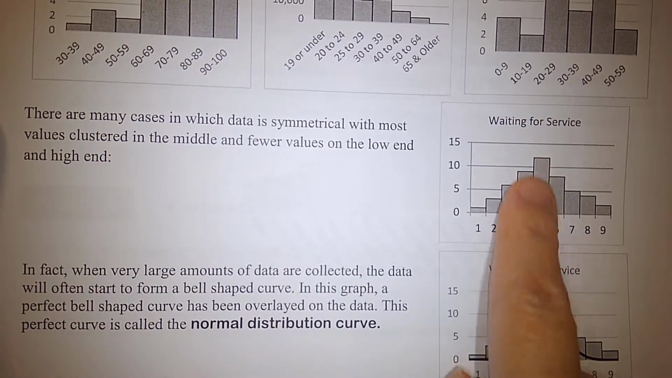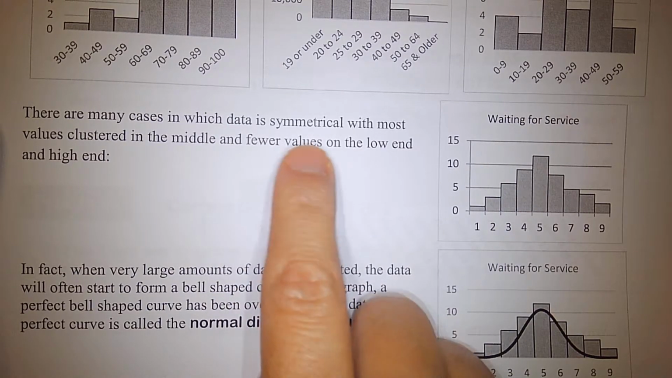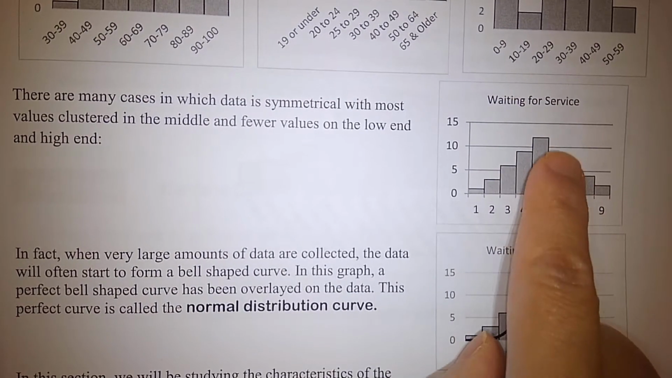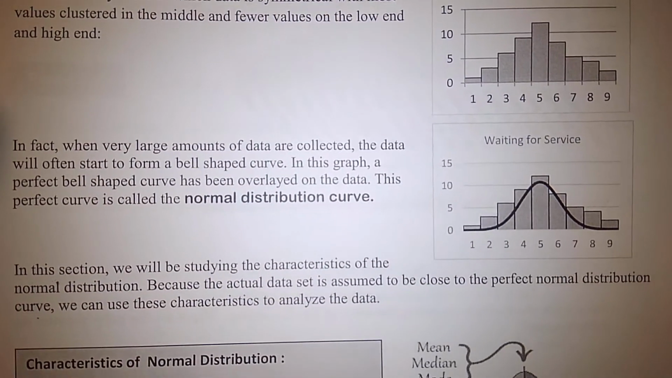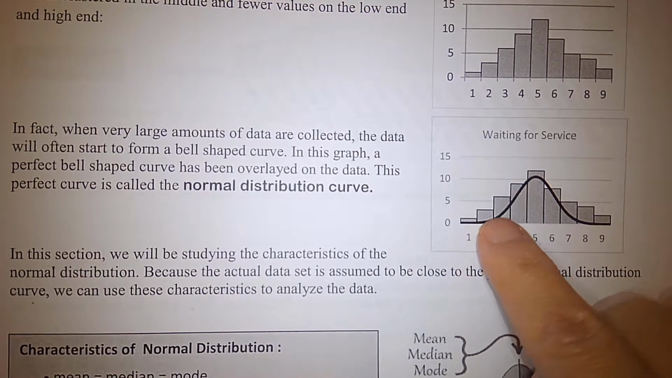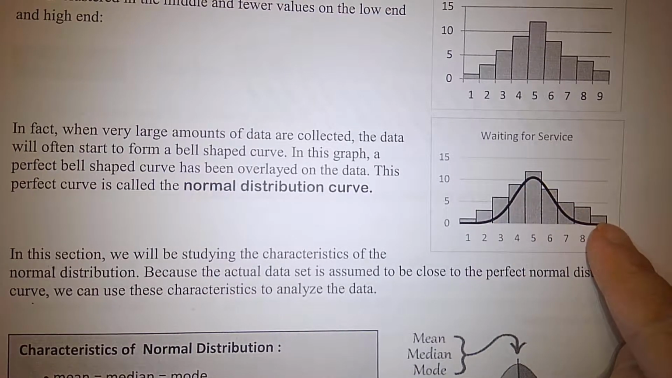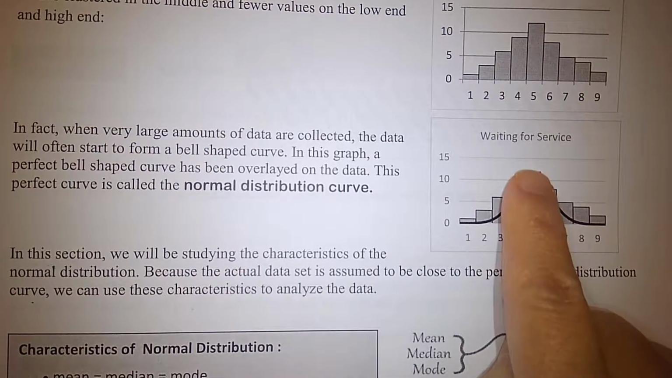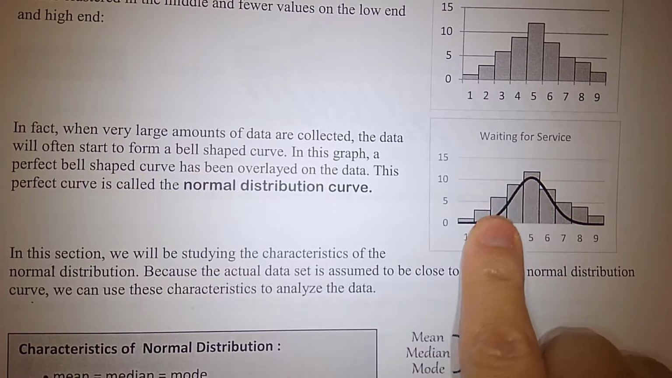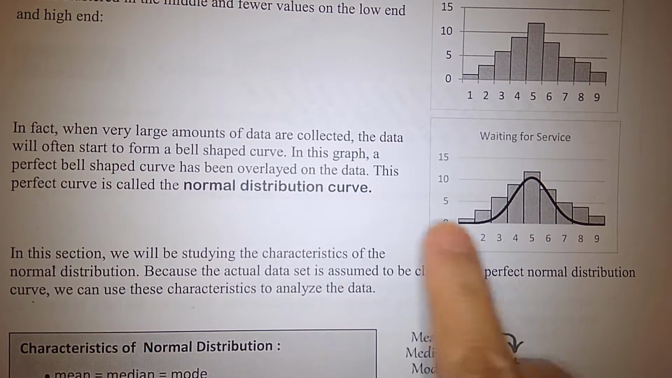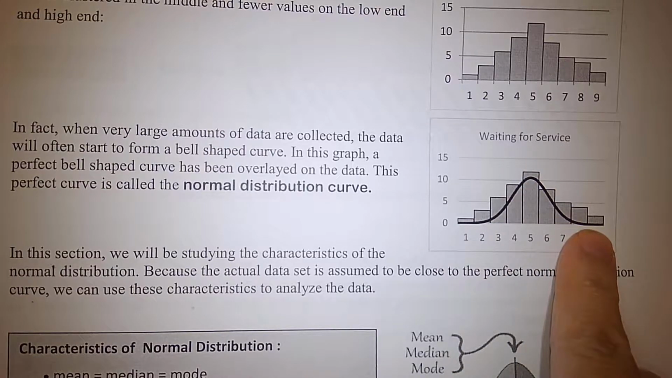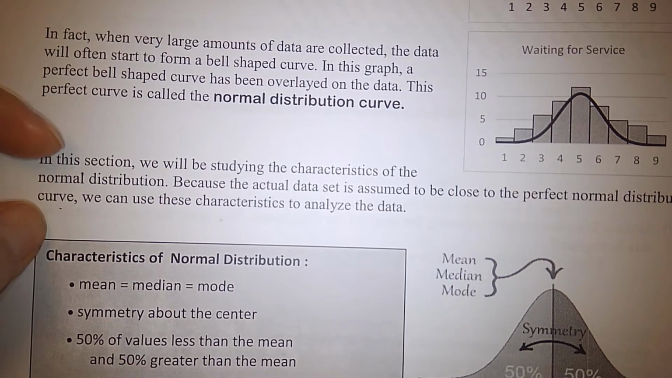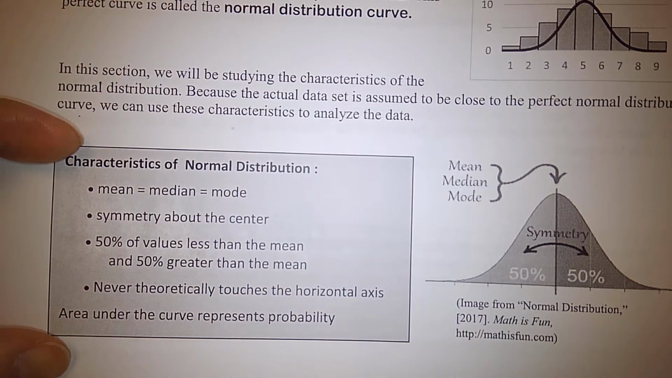with most values clustered in the middle, and fewer values on the lower end and also on the high end. If this is the case, we then use what? A bell-shaped symmetric curve to describe this data, and we call this curve the normal distribution curve. Now I'm going to ask a volunteer to read this paragraph, and also read this gray box for us.